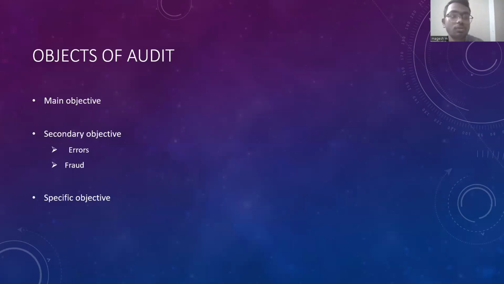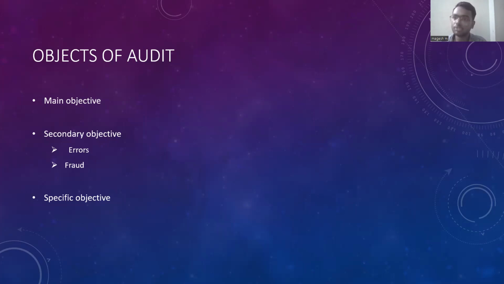Okay, first let me see the main objectives. According to SA 200, the auditor should clearly state his report on the financial statements submitted by the organization or firm, like balance sheet, P&L. He should give a true and fair view on the financial statements and submit the report. This was stated under SA 200. So this is the main objective.